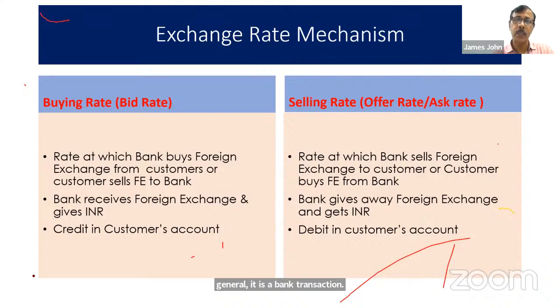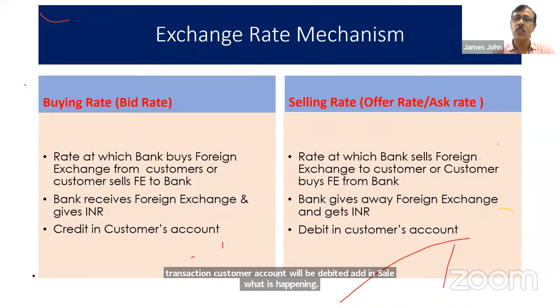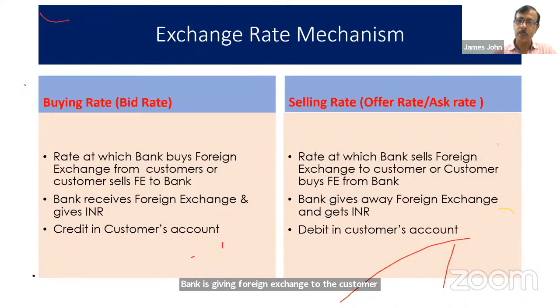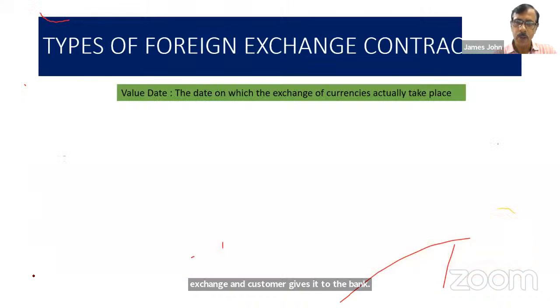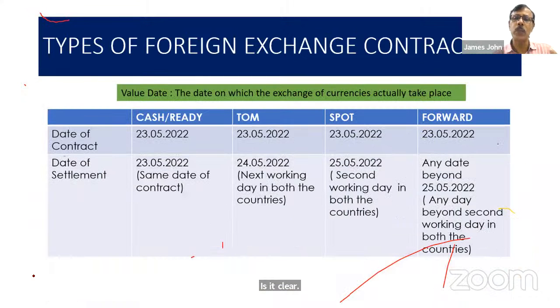Correct? Or you can put it in another way. In a buying transaction, the customer account is credited. In a selling transaction, the customer account will be debited. And in a sale, what is happening? The bank is giving foreign exchange to the customer, and in turn, the customer is paying Indian rupee to the bank. Or I can say, in a selling transaction, the bank gives foreign exchange and gets Indian rupee. Or the customer gets foreign exchange and gives Indian rupee to the bank. Is it clear? All export transactions are buying. All import transactions, for the bank, are selling.